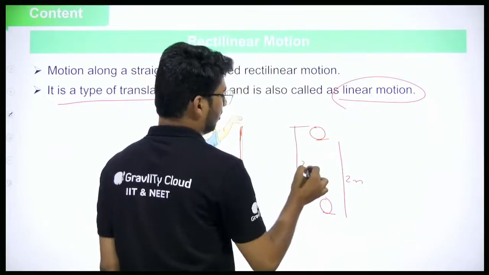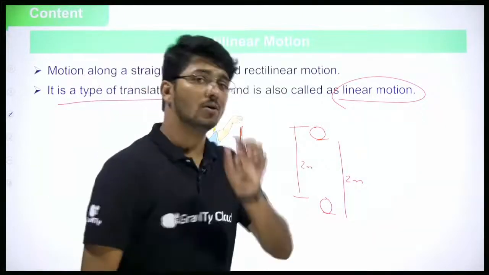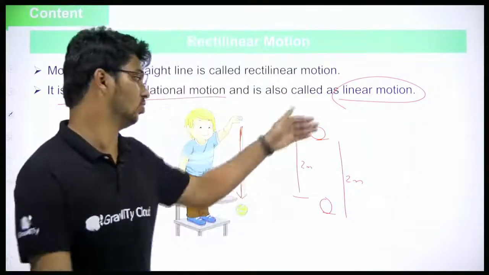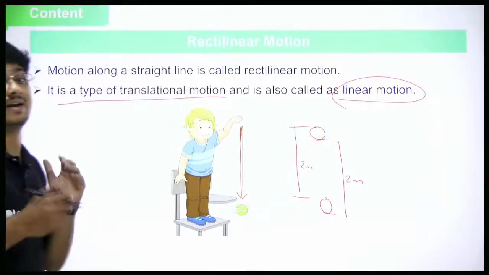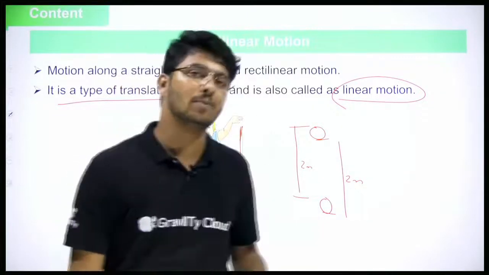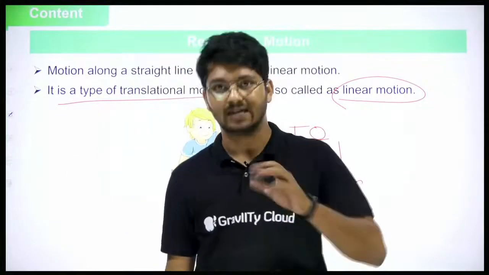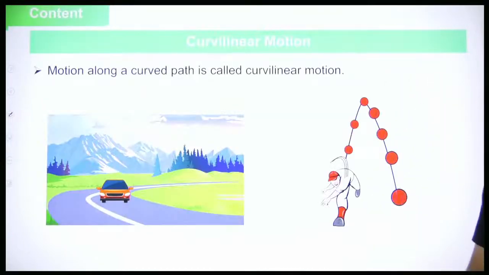The back end will also fall down by 2 meters. So every point on the ball moves the same distance, 2 meters and 2 meters. That is the reason why it's called translational motion. And rectilinear is a type of translational motion. Understood? Okay.